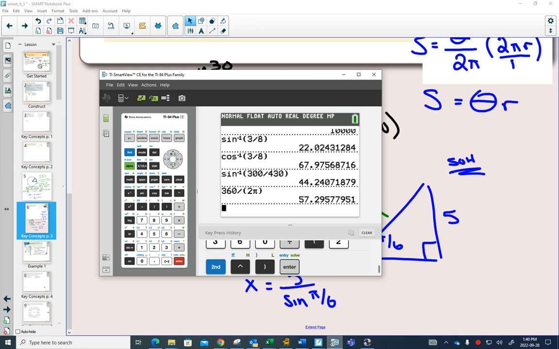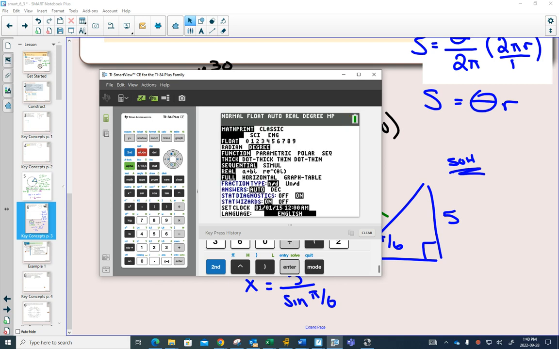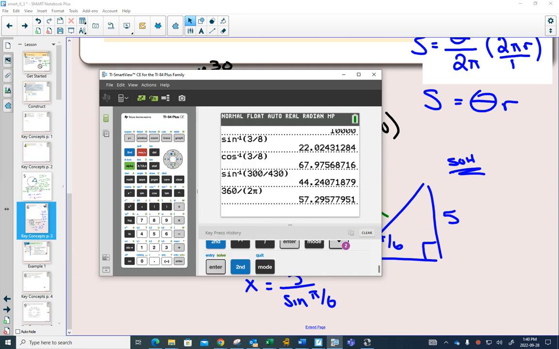So we will have to learn how to change our calculator from degrees to radians. Lots of times there's a mode button on your calculator. So when I hit the mode button on my calculator, right now degrees is highlighted. I can change it to radians. Okay? Then I go and type in 5 divided by sine of pi divided by 6.